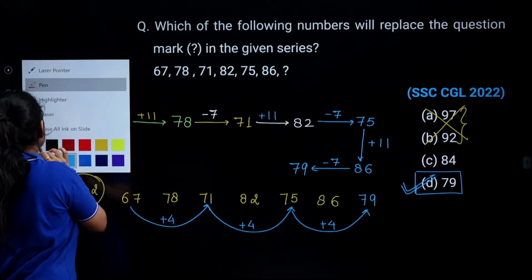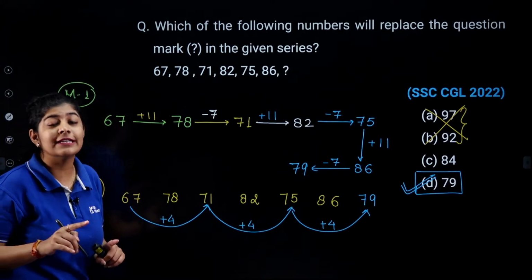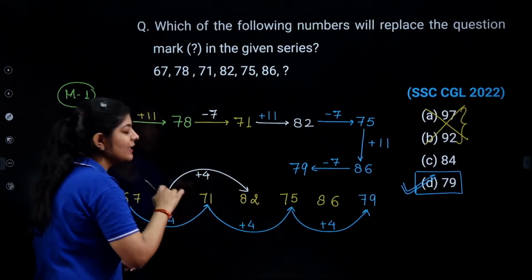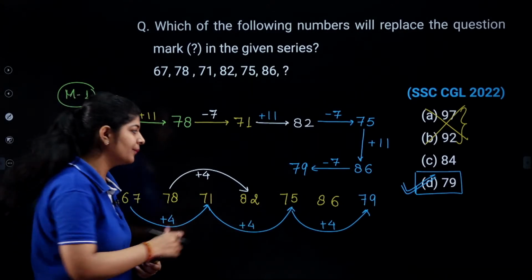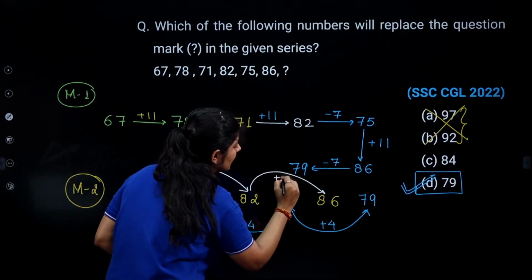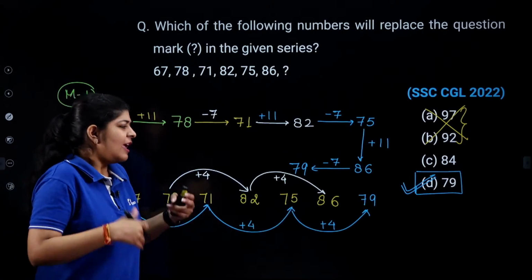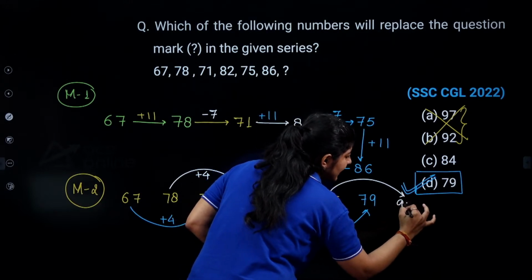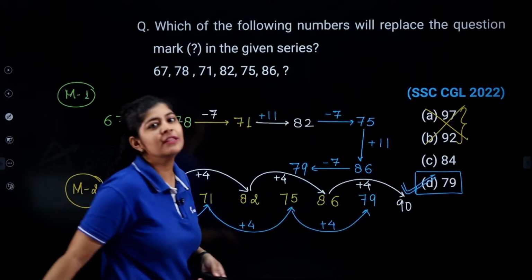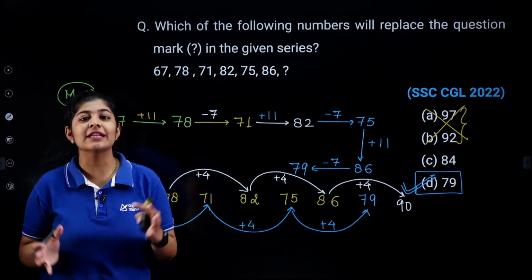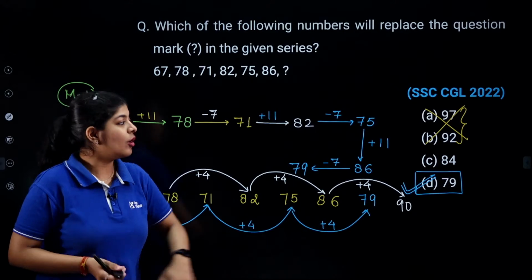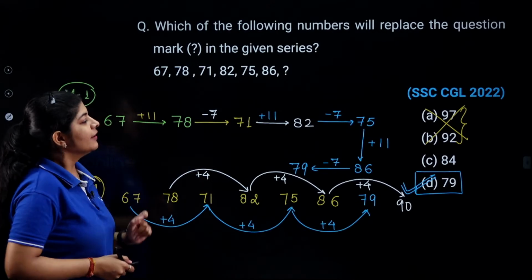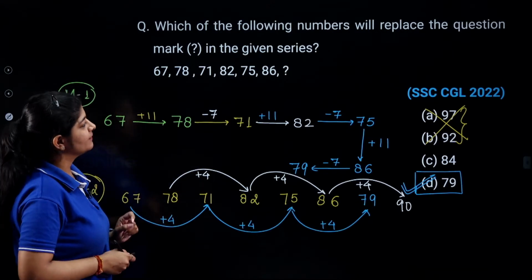But are we approaching the correct pattern? So for that, I need to cross-check the rest of the alternate digits as well. So here, if I add plus 4 to 78, what I'll get? I'll get 82. Again, if I add plus 4 to this one, I'll get 86. If I need to identify the next term as well, then here I am getting 90 after adding plus 4. So there are so many other patterns, but the answer totally depends on the given options, right? Okay. Now let's move towards the next question.